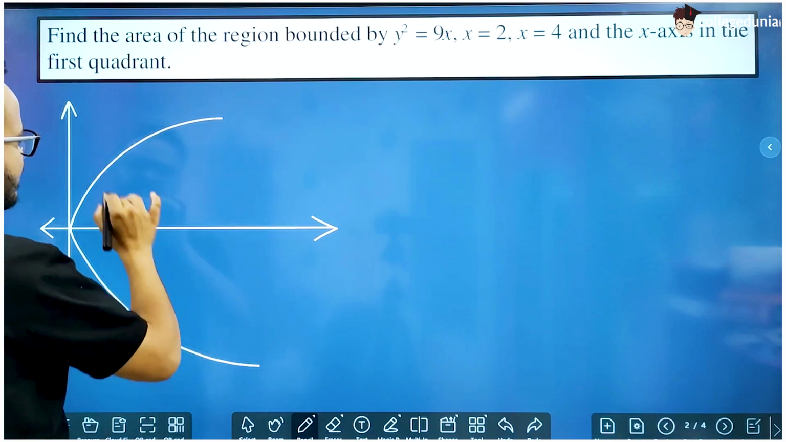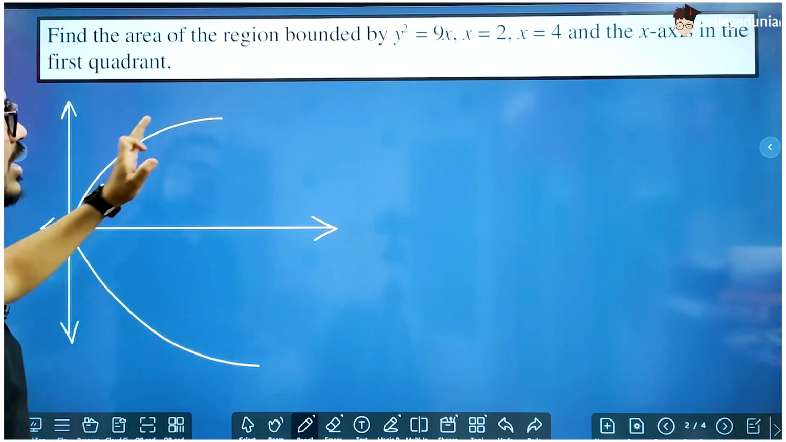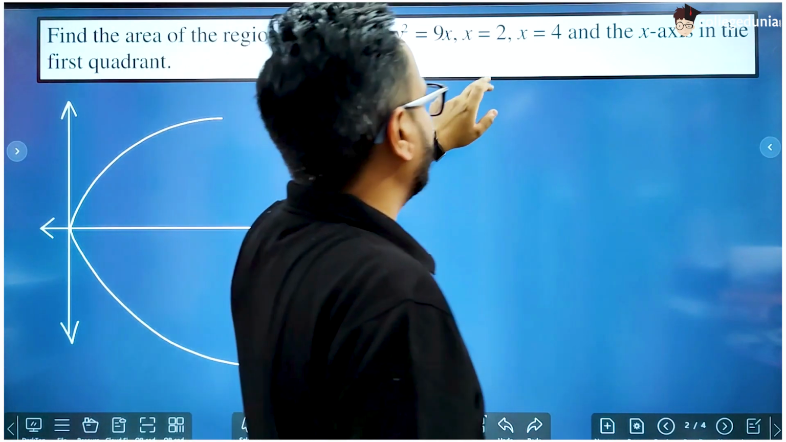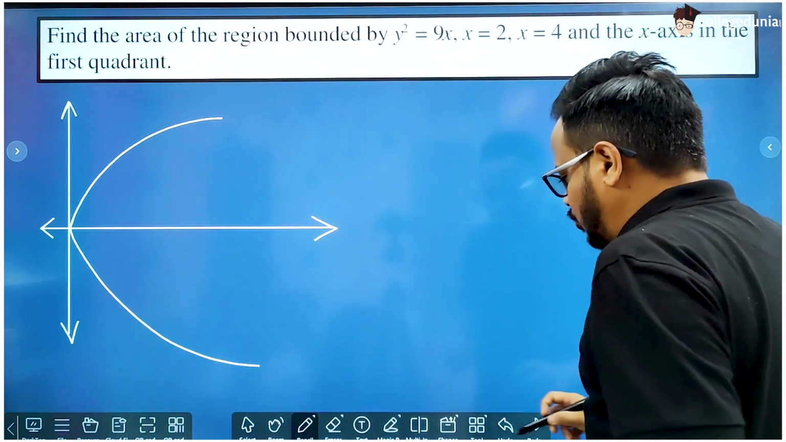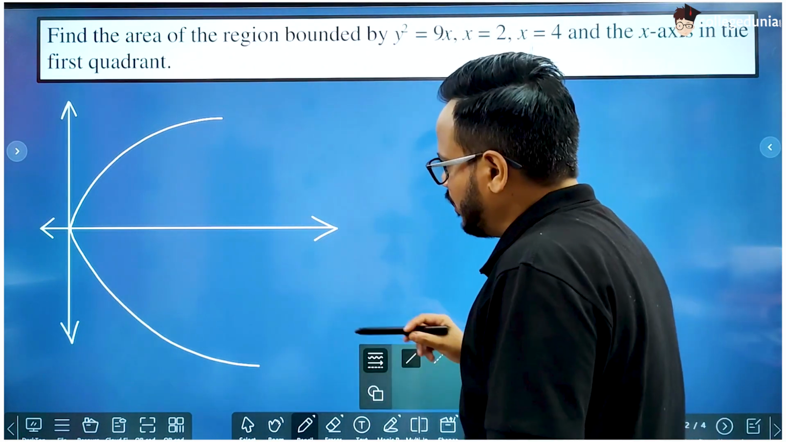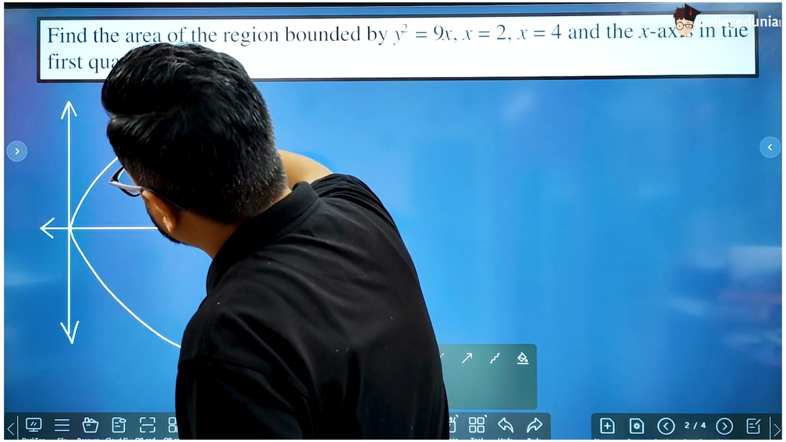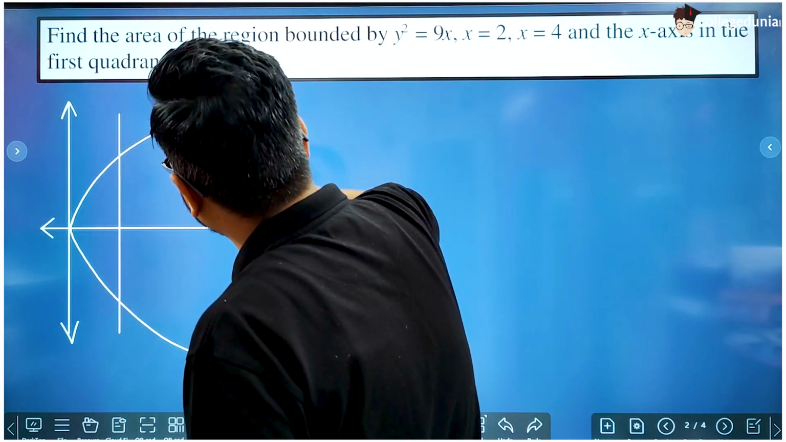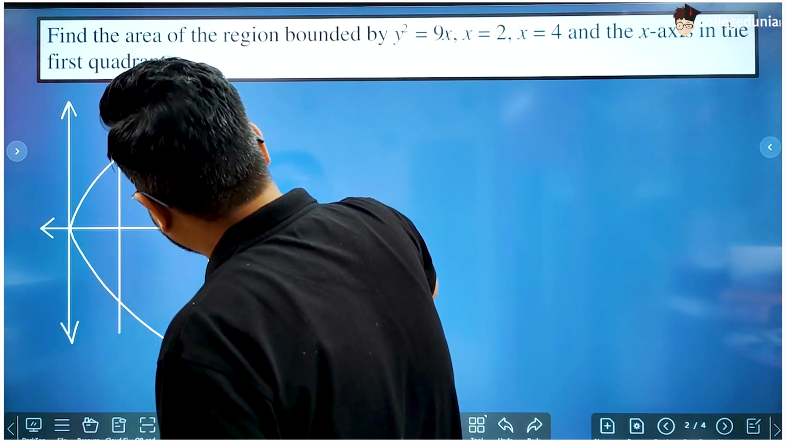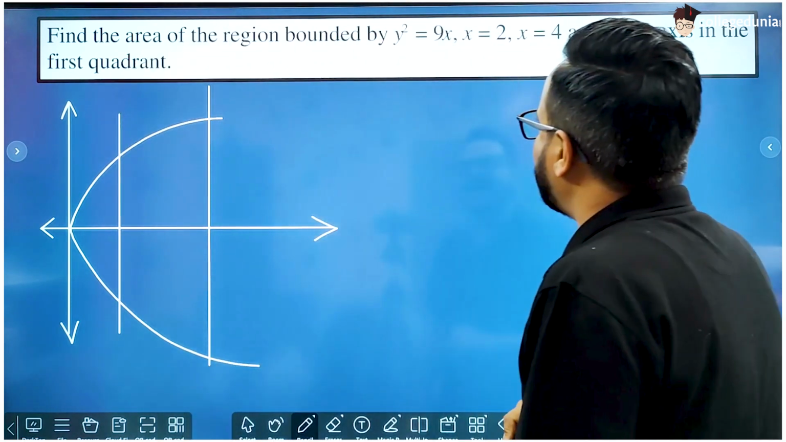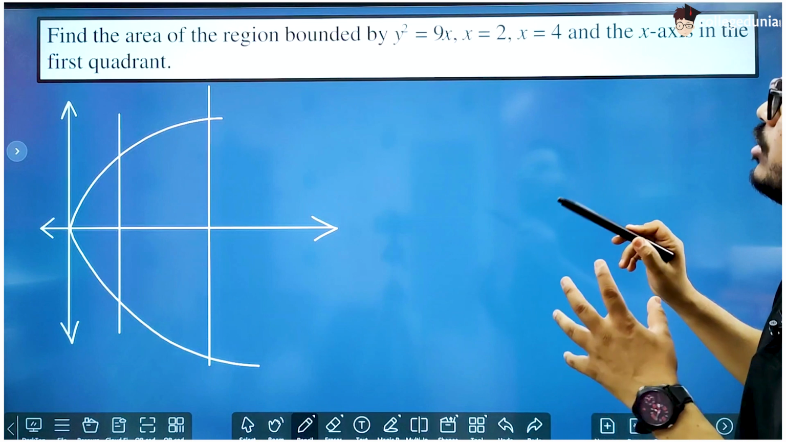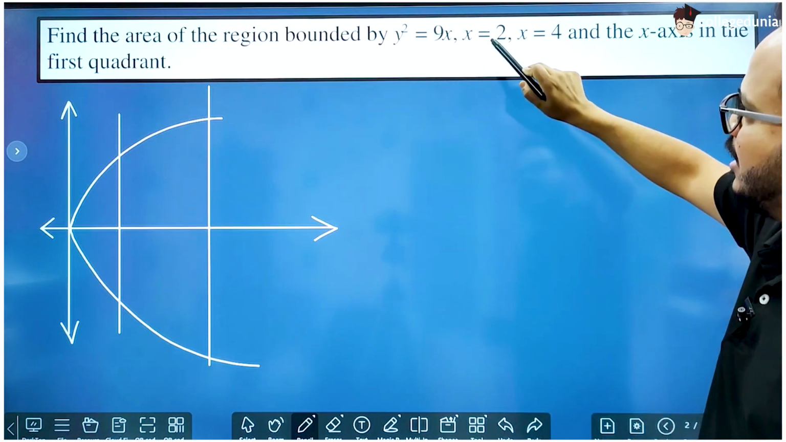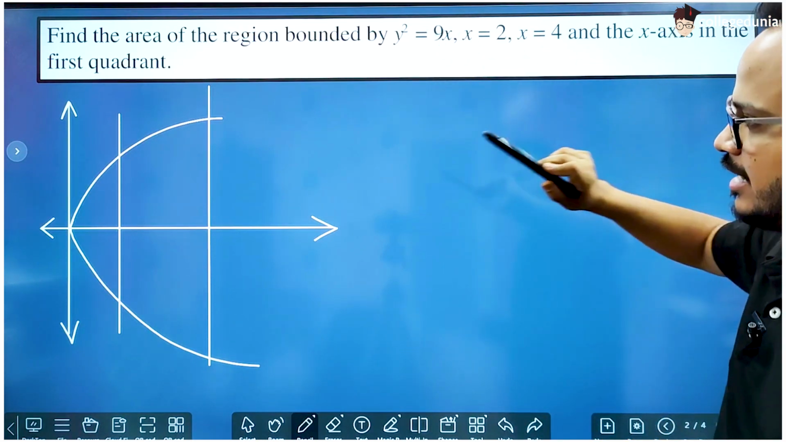And this is our x-axis and this is our y-axis. So this is y square equal to 9x. Okay. Second is the line x equal to 2. So the x equal to 2 line is this. This is 2, suppose. And the third is the line x equal to 4. So this is the line x equal to 4. And we are supposed to find the area bounded by this parabola, this line, and the x-axis.